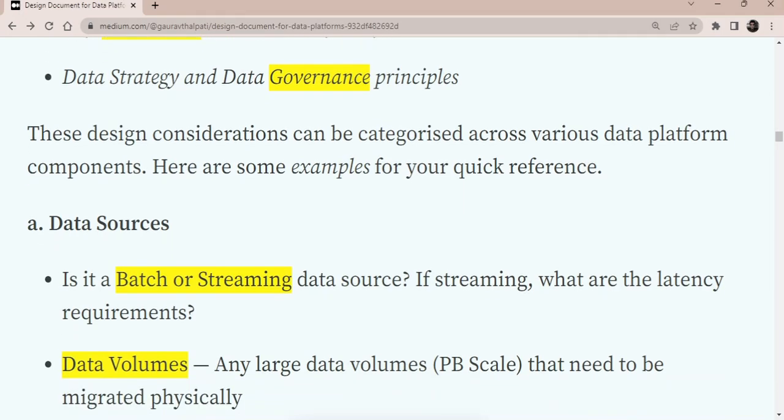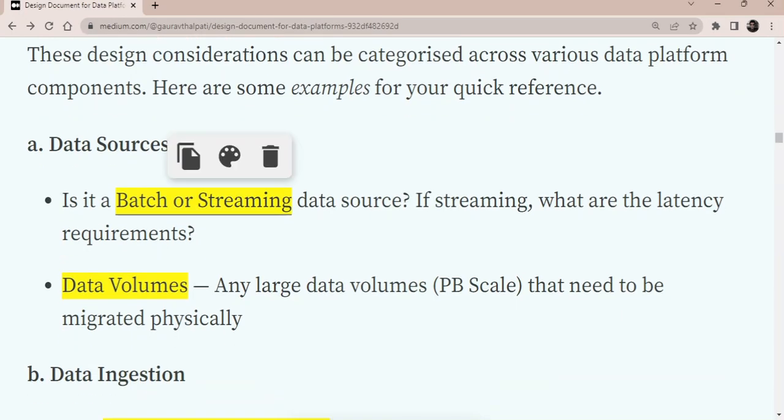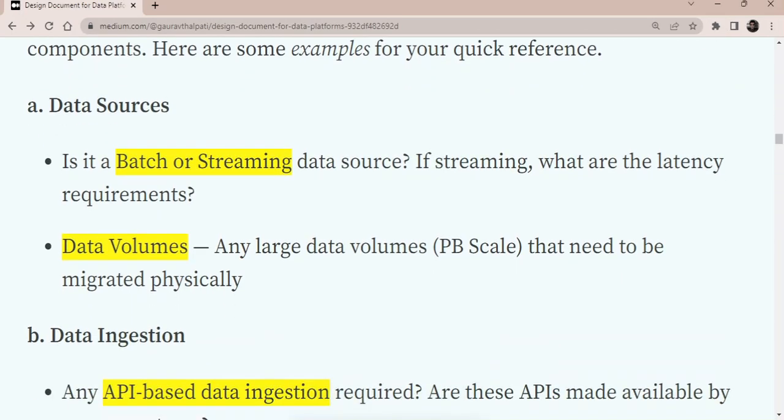Now, what you can do is divide these into various aspects. There can be different components while building any data ecosystem, so your design considerations can be specific to these. So we'll go through them one by one. Let's say the data sources.